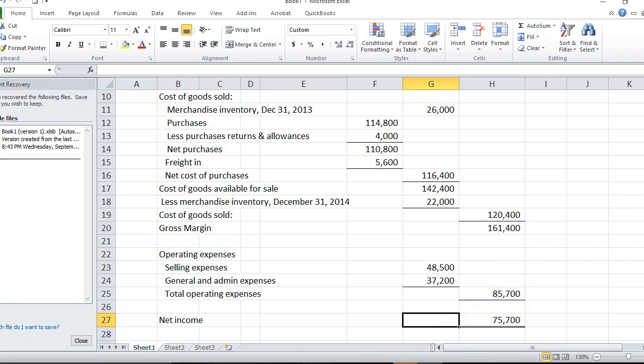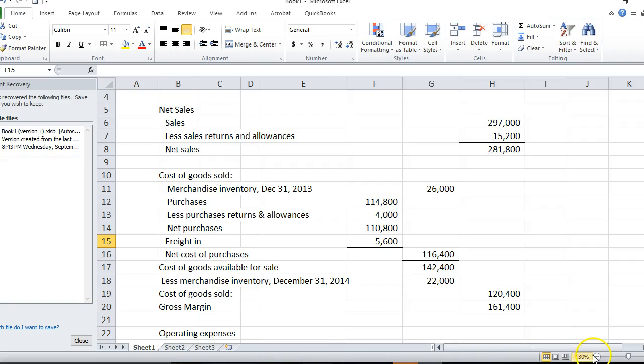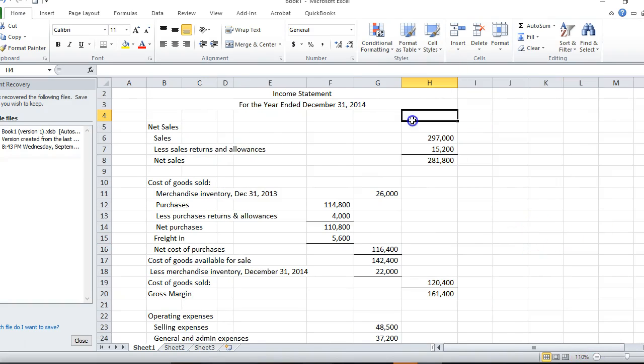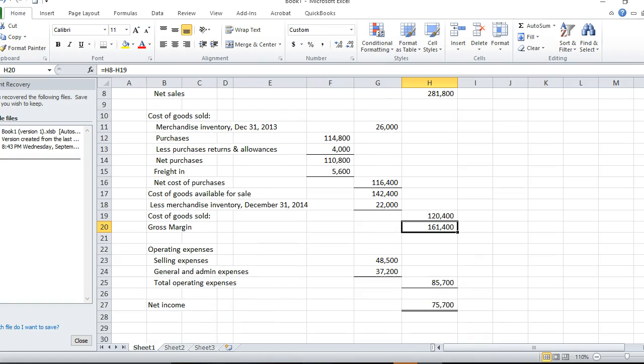Absolutely. Sure. So okay. To get our net sales, we took sales minus sales returns and allowances to give us our net sales. Our net sales minus our cost of goods sold gives us our gross margin of 161.4. Our gross margin minus our operating expenses gives us our net income. Make sense? I'm sorry, what?